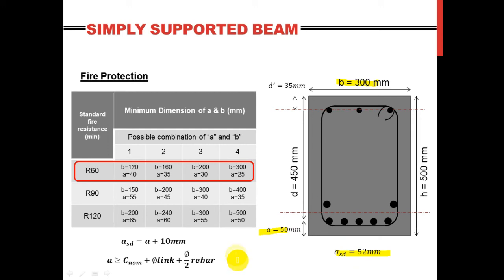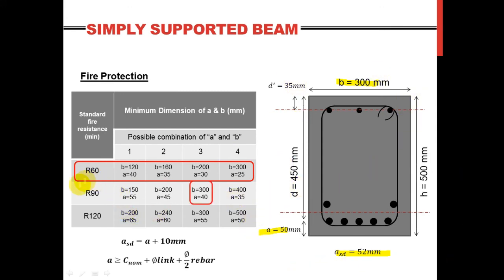So as per the code, my beam will withstand a fire action for 60 minutes. You see, I have 4 options here. The first one meets the 3 dimensions of my beam. The B here is 120, but I have it greater than 120. The A required here is 40, but I have it as 50. The ASD is going to be, in this case, just 40 plus 10, so the required one is going to be 50, but I have it here as 52 millimeter. Take all the options, you'll see that they meet my beam's dimensions.